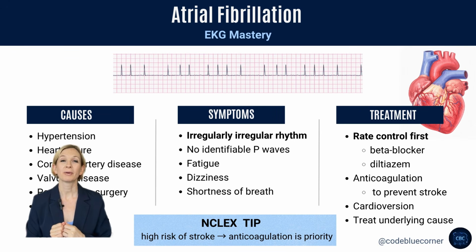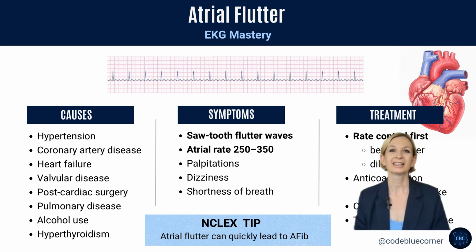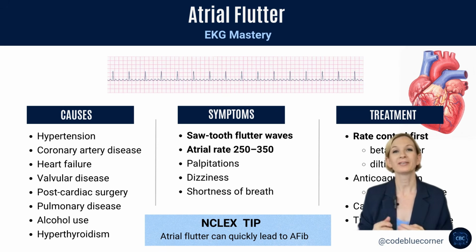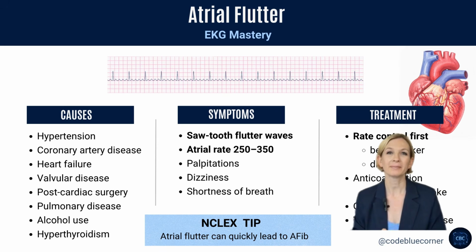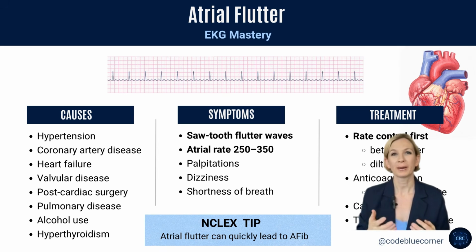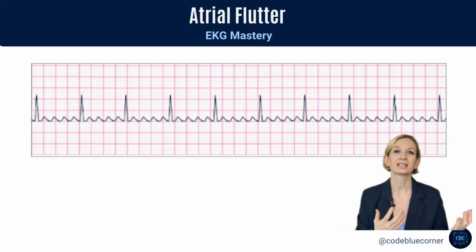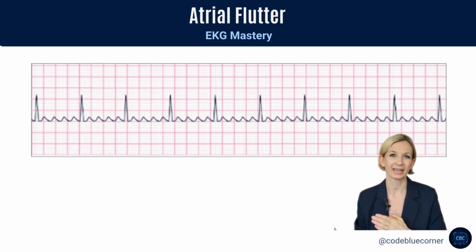Synchronized cardioversion may be used for a fast rate with atrial fibrillation if the patient is unstable or if medications have not worked. This is atrial flutter. The atria are firing 250 to 350 times a minute in an organized rapid circuit, and this creates the sawtooth look on the EKG.